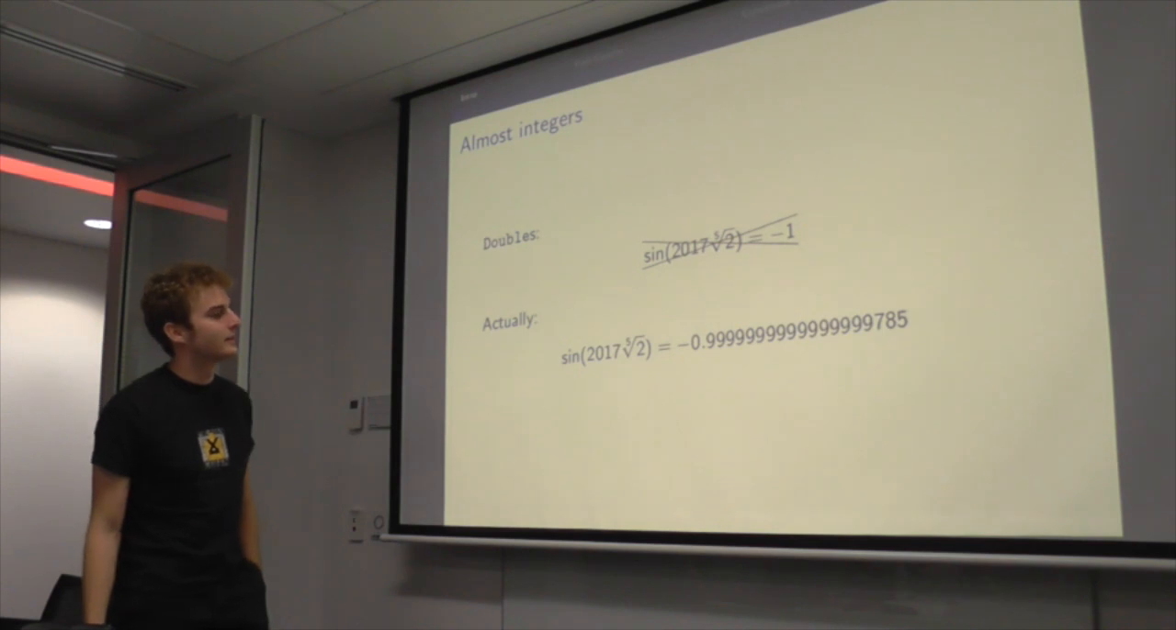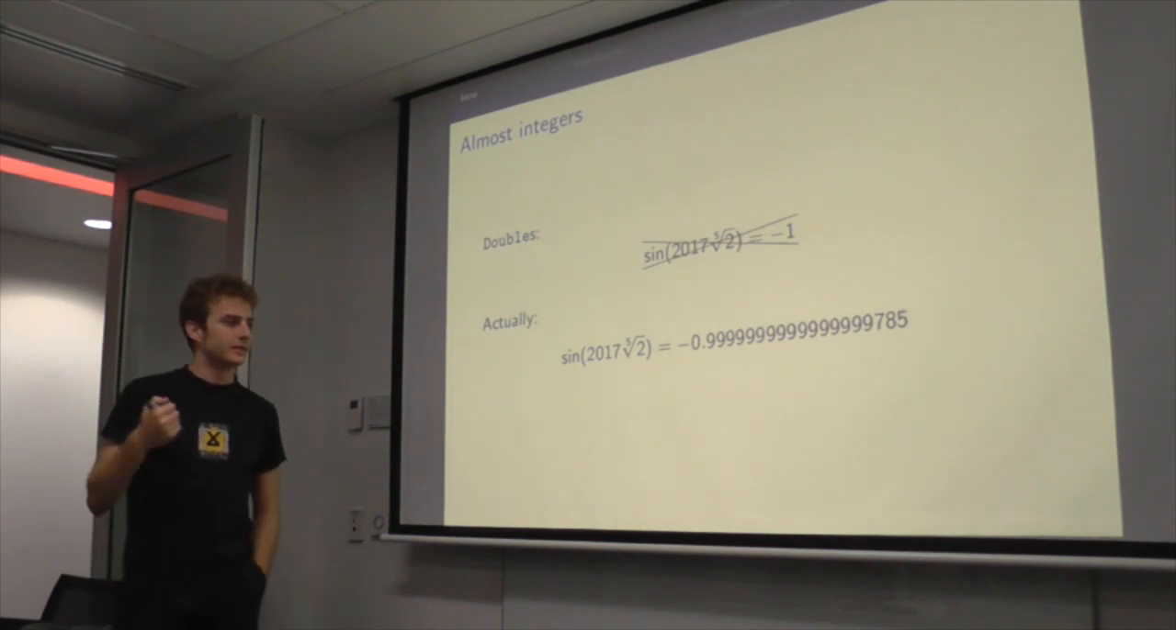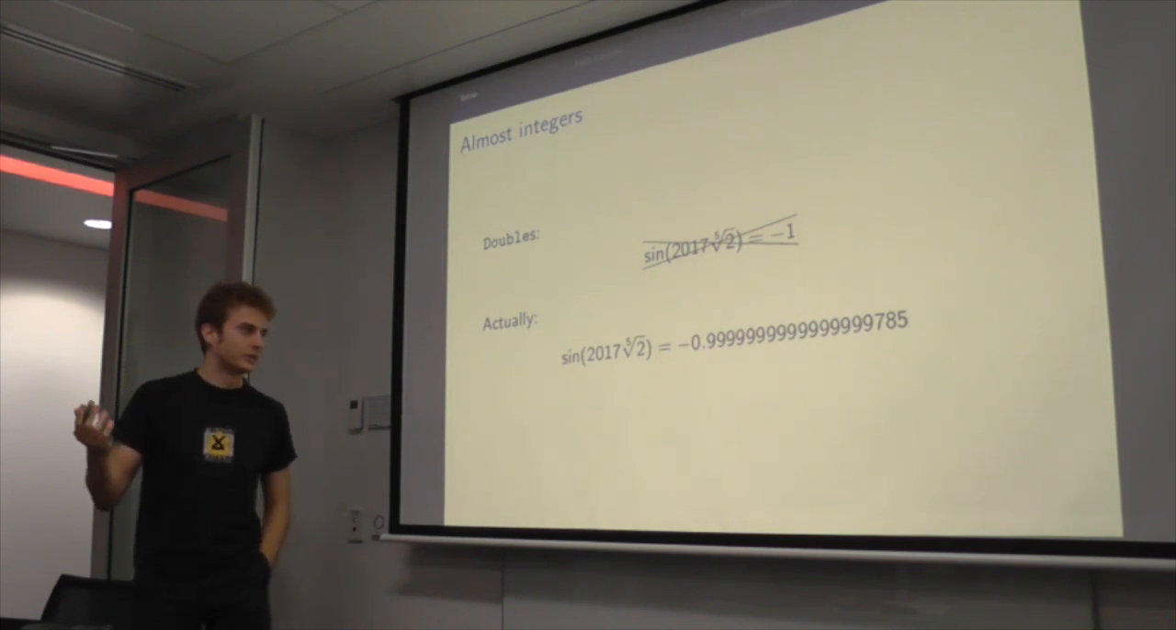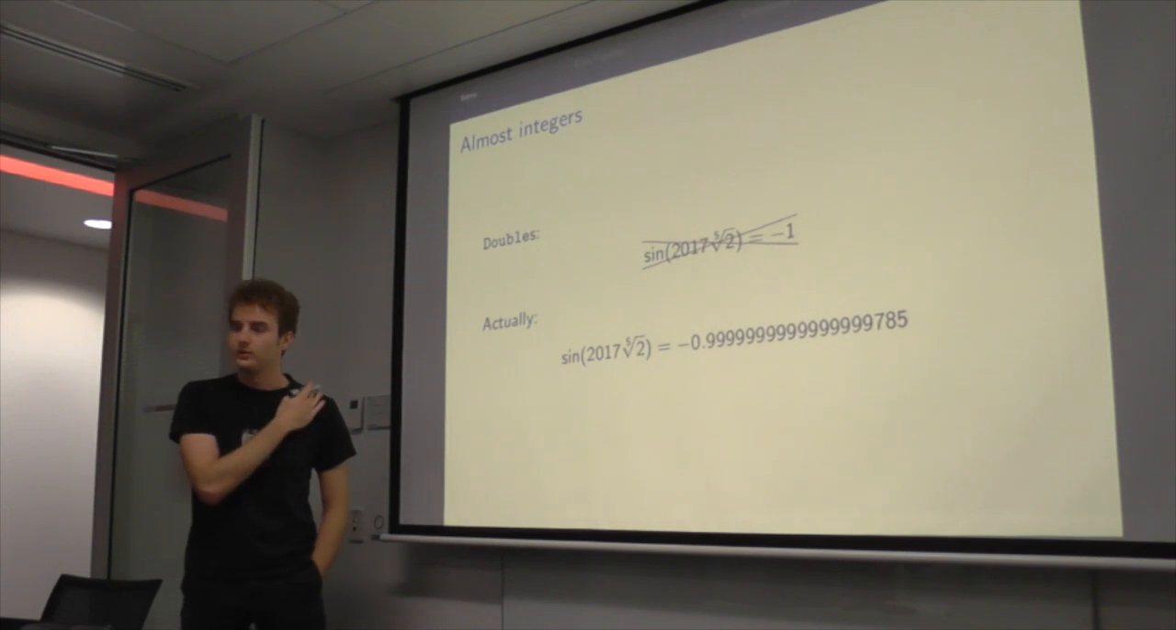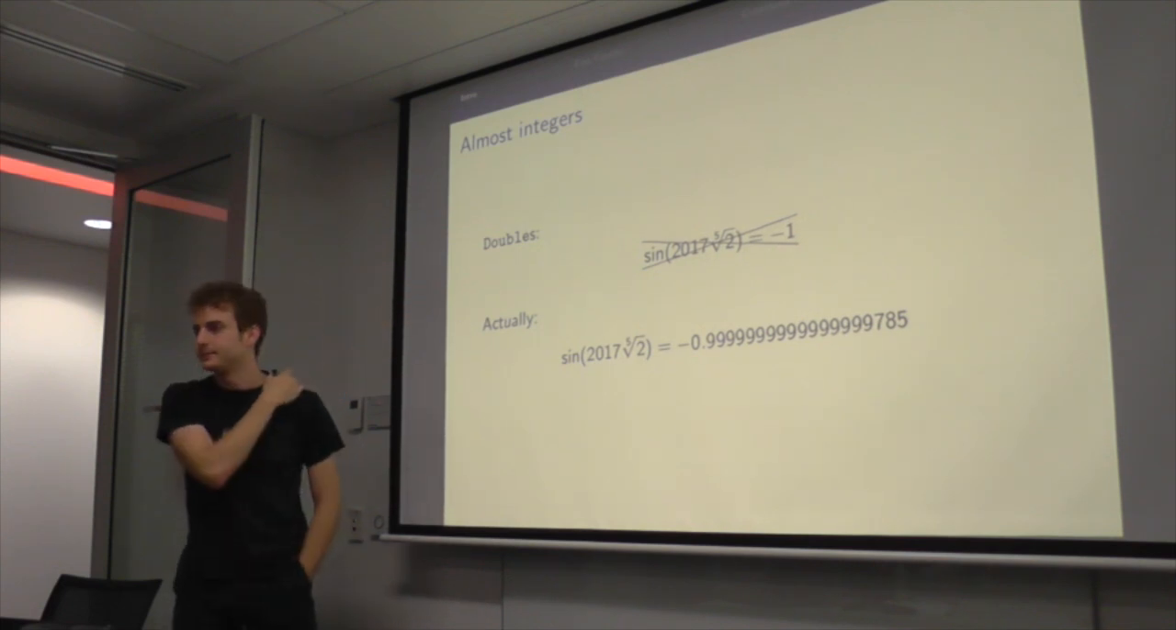Using rational numbers is not going to save us here, because we can't just take the sine of a rational number and try to get some nice answer out. We'd have to use something like floats, and as we've seen, that doesn't work.